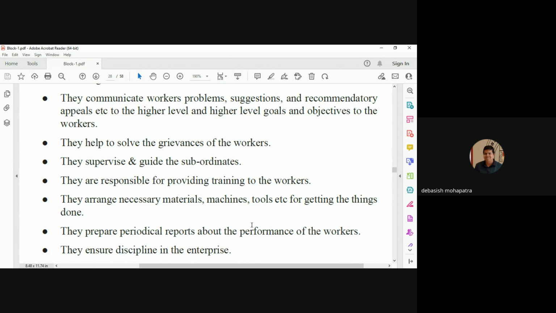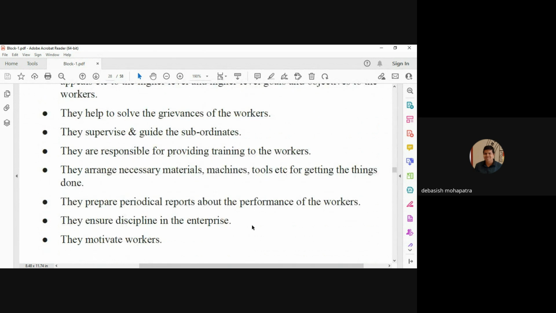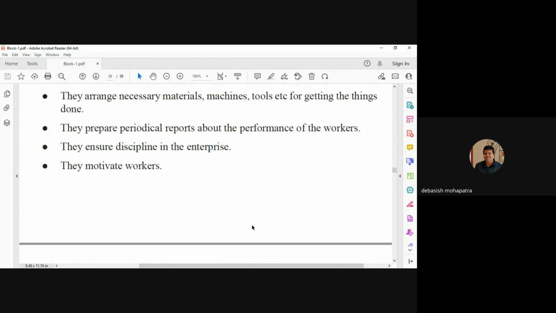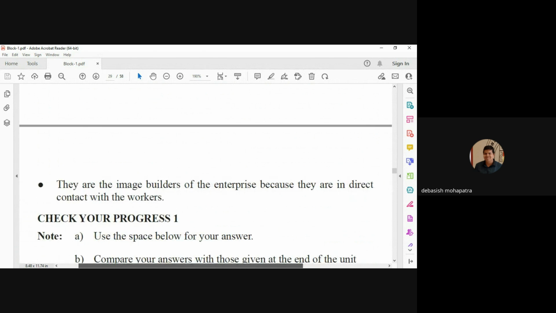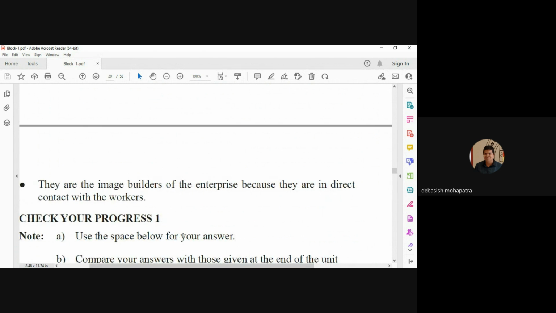They arrange necessary materials, machines, tools, etc. for getting the things done. They prepare periodical reports about the performance of the workers. They ensure discipline in the enterprise. They motivate workers. They are the image builders of the enterprise because they are in direct contact with the workers.